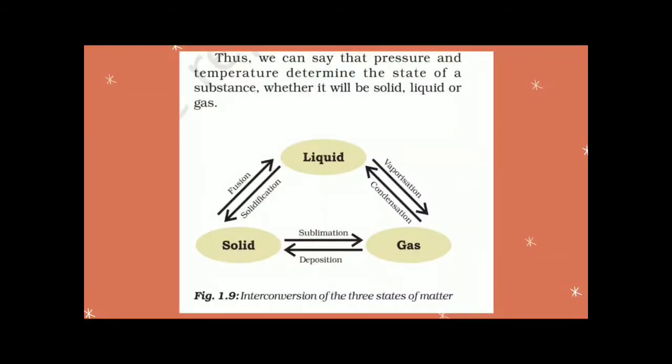So we can say that pressure and temperature determine the state of substance, whether it will be solid, liquid or gas. When a matter changes from solid to liquid, we say it's fusion. From liquid to gas, we say it's vaporization. From gas to solid, we say it's deposition. When solid changes to gas, we say it's sublimation. When gas changes to liquid, it is condensation. And when liquid changes to solid, it is solidification. These are all interconversions of matter.